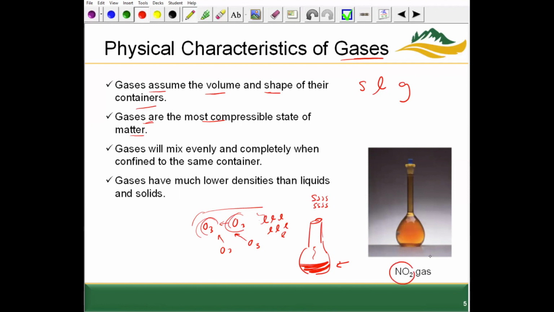So NO2 gas, for example, we can see it occupies the full volume and the full shape of this volumetric flask that you may have seen now in the lab. So gases like nitrogen dioxide, for example, they will also mix evenly and completely when confined to the same container. So think about air, think about capturing some air, trapping some air in some container. The nitrogen that's present, the hydrogen that's present, those gases will mix evenly and completely when confined to the same container.